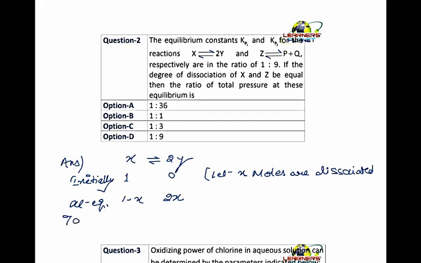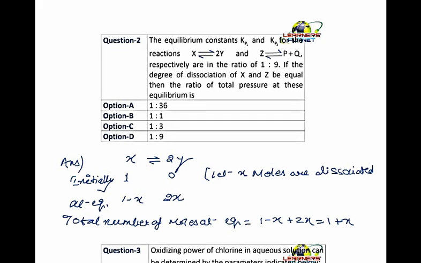Now, the total number of moles at equilibrium will be equal to what? It would be 1 minus x plus 2x. So what it would be? It would be 1 plus x.